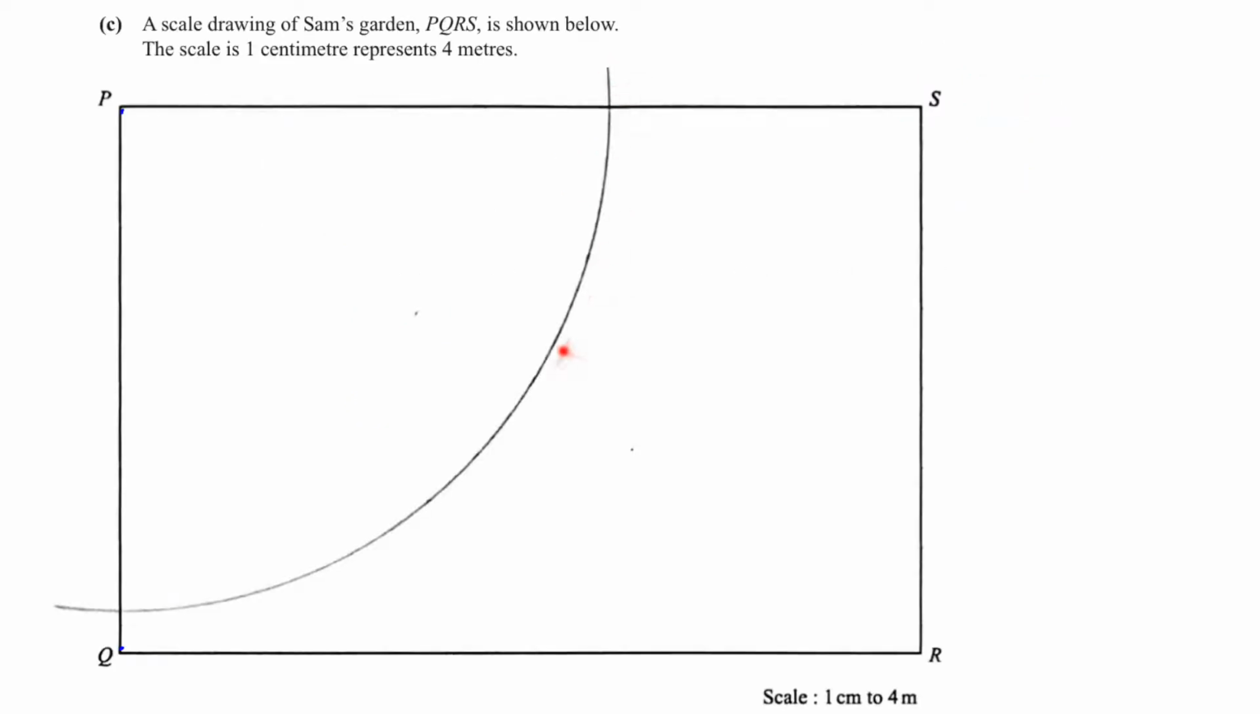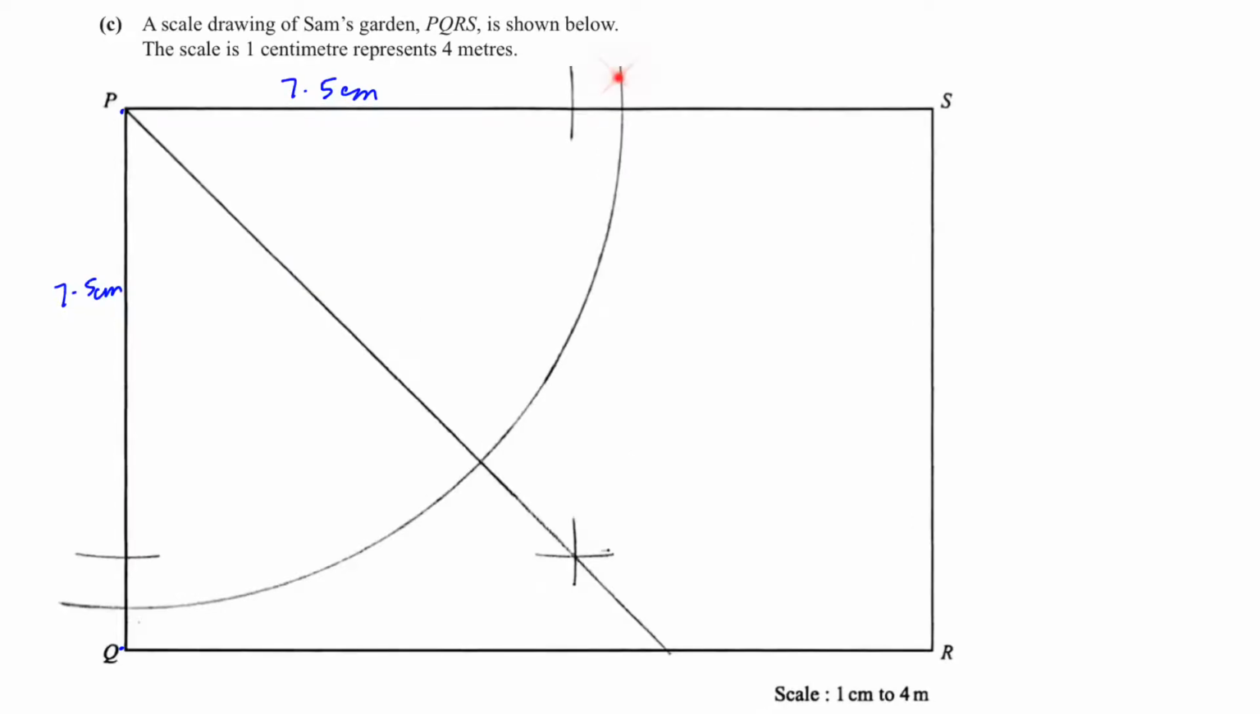So this is how we draw the locus from point P, and the distance we took is 7.5 centimeter. Then we are going to draw the perpendicular bisector of the angle PQS. So this is the arc we made on PS and then on PQ. Then we cut the two arcs, we joined it together.